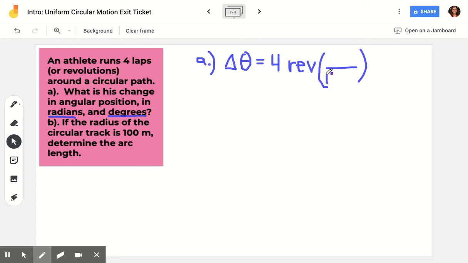Okay, so we need revolutions in the denominator, and we'll start with radians. We need radians in the numerator. So we know that there are 2 pi radians in every revolution. So we're going to multiply by 2 pi.